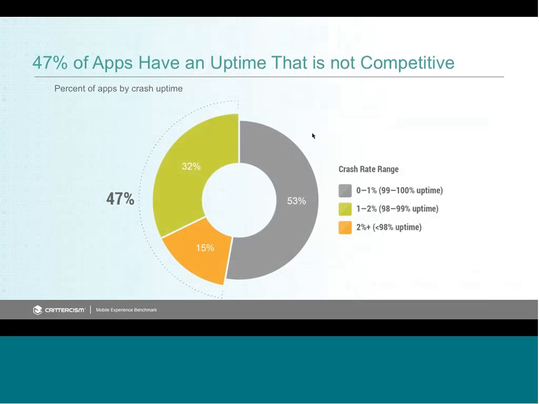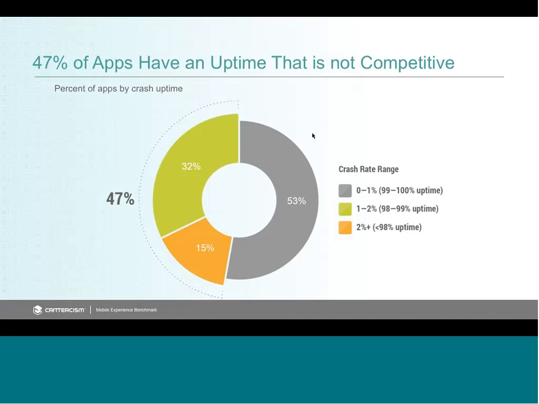So looking at the benchmarks, the first thing that we wanted to answer is, on average, what are the majority of applications? What's their stability? What you can look at here, the 47%, is saying that 47% of the apps that Crittercism monitors have crash rates between 0 and 1%, and then the rest have over 1%. So I think the takeaway here is if you want to be competitive, by competitive I mean at least half of the apps out there, you need to have crash rates under 1%.